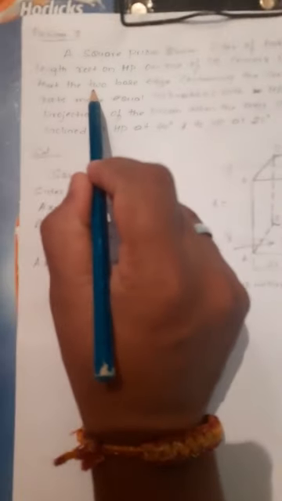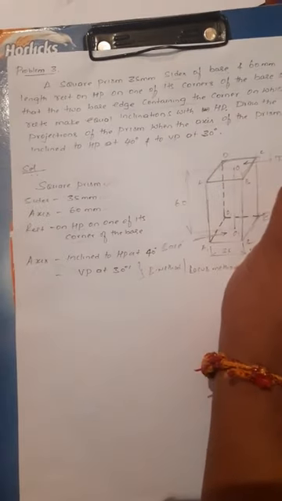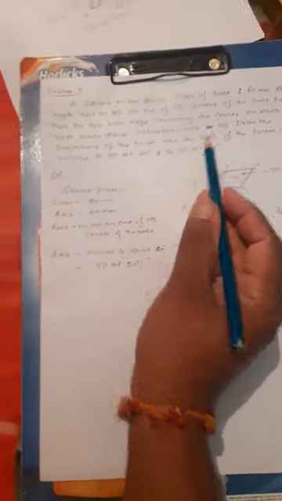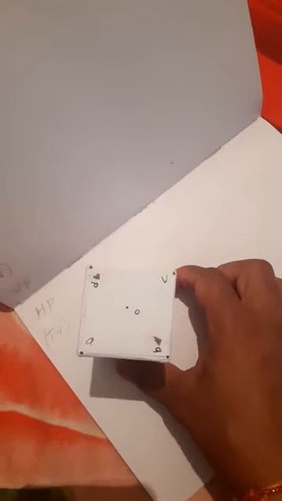And one more statement is given. What is the statement? Such that the two base edges containing the corner on which it rests make equal inclinations with the HP. Now this is the top face, and in the bottom face it also coincides here. Now it says the two base edges. What are the base edges? C1D1 and C1B1, resting on the corner C1. The two base edges containing the corner on which it rests make equal inclinations.